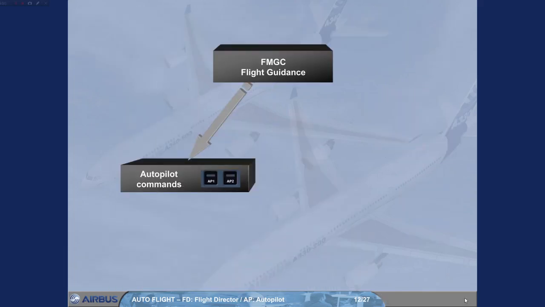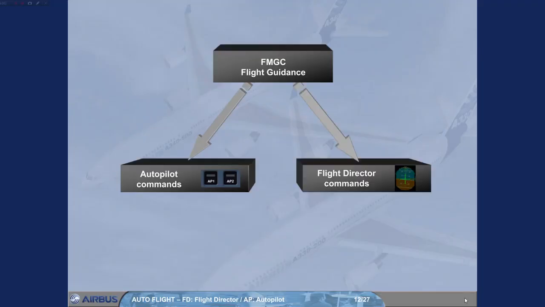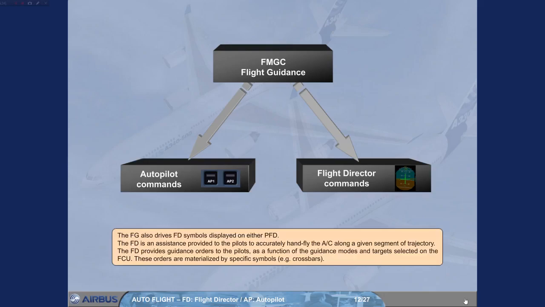The FG also drives the Flight Director FD symbols displayed on either PFD. The Flight Director is an assistance provided to the pilots to accurately hand-fly the aircraft along a given segment of trajectory. The Flight Director provides guidance orders to the pilots as a function of the guidance modes and targets selected on the FCU. These orders are materialized by specific symbols, e.g. crossbars.